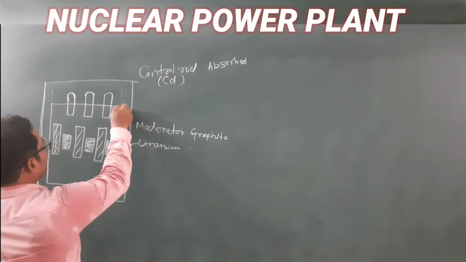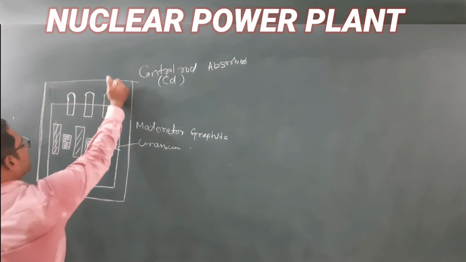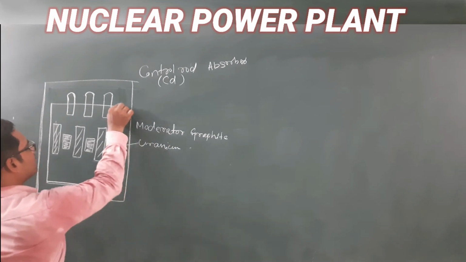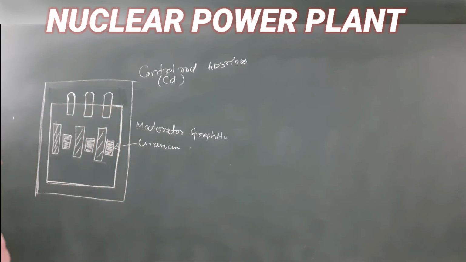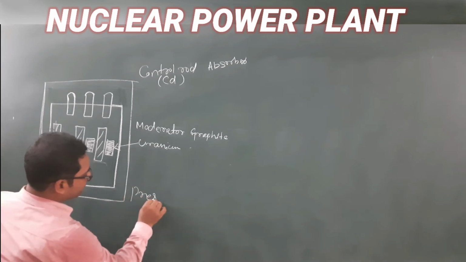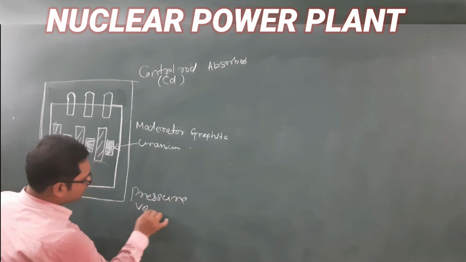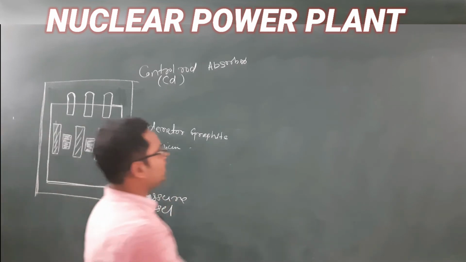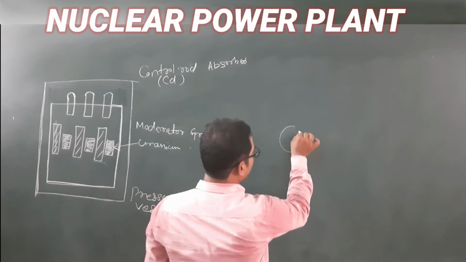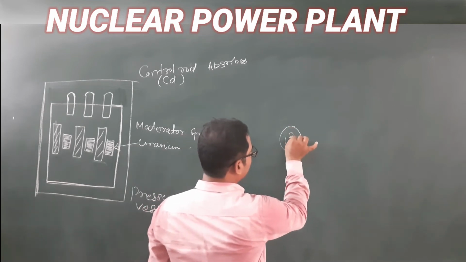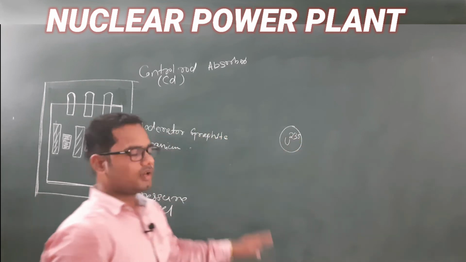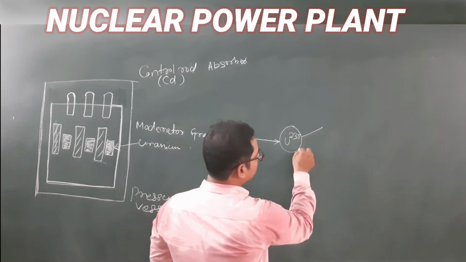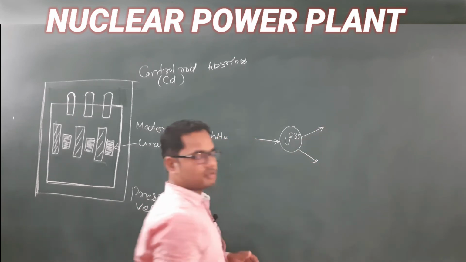So what happens here? Now inside the chamber, inside the pressure vessel, okay, this is a pressure vessel. Inside the pressure vessel, the chain reaction starts. So what is the chain reaction? The chain reaction is, whenever this uranium 235 is bombarded with a nucleus, what happens? It will be split into a number of small particles.